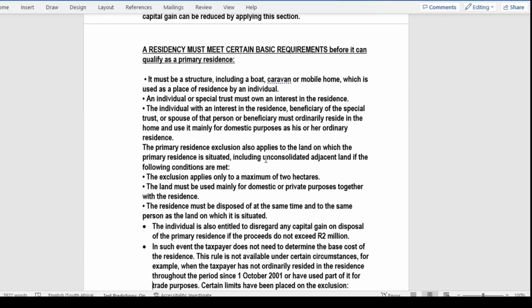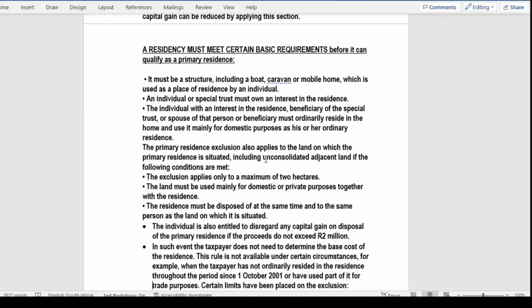The individual with an interest in the residence, the beneficiary of a special trust, or a spouse of that person or beneficiary must ordinarily reside in the home, and it must be used for domestic purposes as his or her ordinary residence. The primary residence exclusion also applies to the land on which the primary residence is situated, including unconsolidated adjacent land, if the following conditions are met. The exclusion applies only to a maximum of 2 hectares.